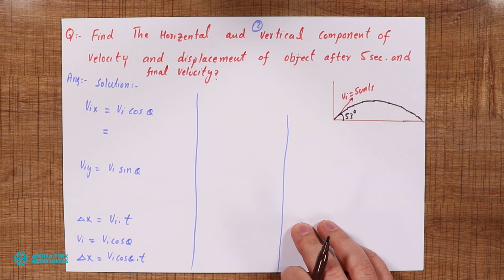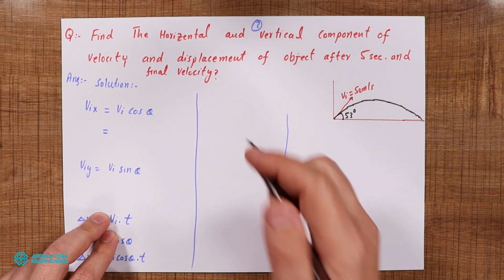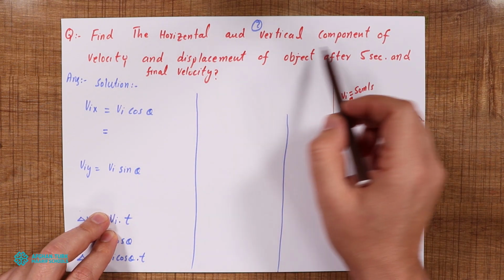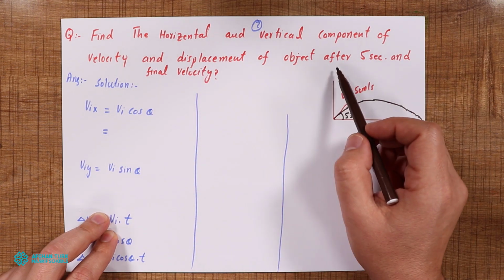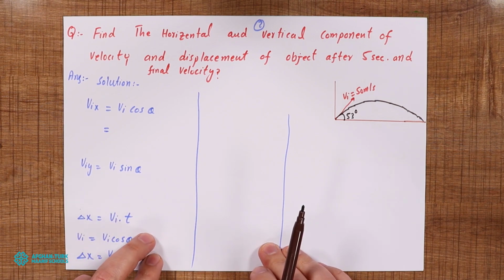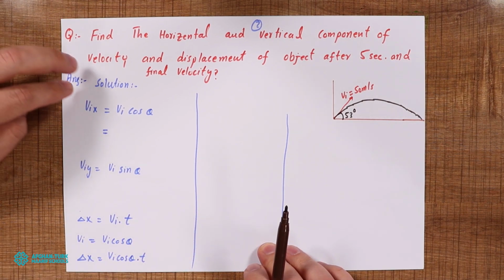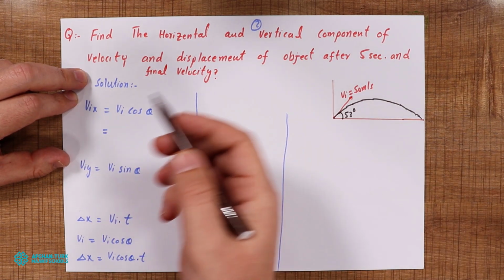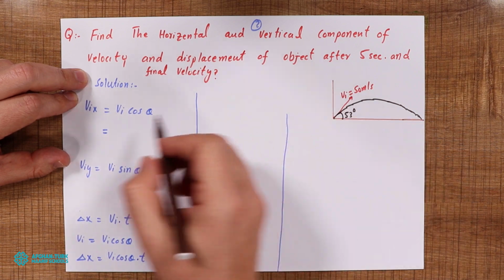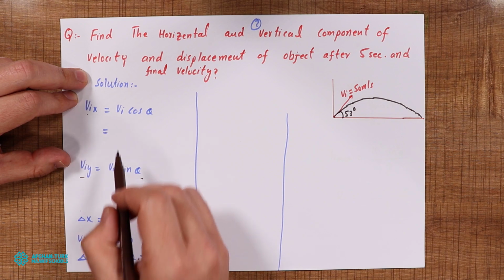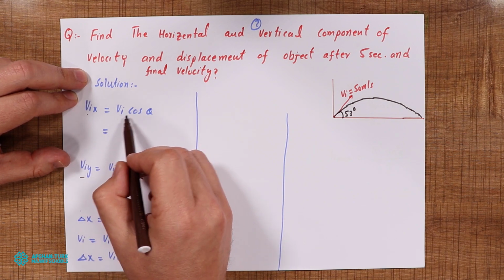Now what do they want in the second question? Find the horizontal and vertical components of velocity and the displacement of the object after 5 seconds, and find the final velocity. Okay, let's see. Very simple. For the components of a vector, we already discussed this so many times. So this is the horizontal component, this is the vertical component. Now we just put the values here.